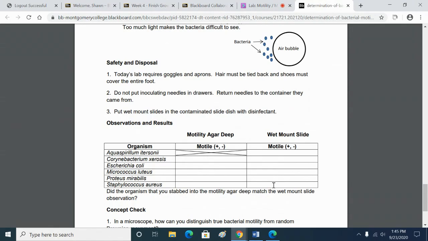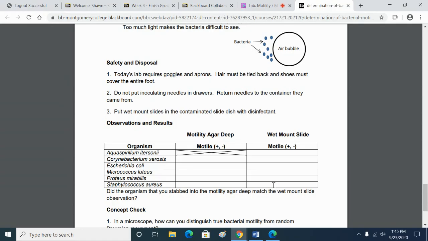Now, you would be working with agar slant cultures. So where do you think would be the best place on the agar slant to get your sample to observe motility? Where do you think would be the best place to observe motility? Using bacteria from the top half or from the bottom half? I would say the bottom half.